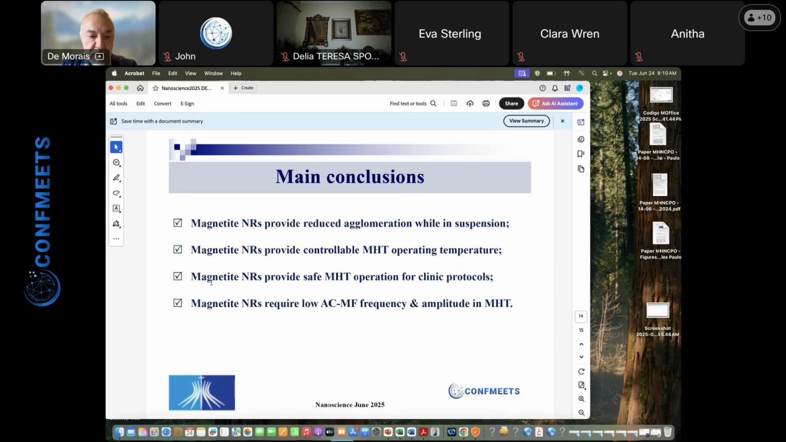The third important point is magnetite nanorings provide safe magnetic hyperthermia operation for clinic protocols because you can simply control the operating temperature, which is a very important point, to be able to perform apoptosis and not necrosis. And the fourth point, magnetite nanorings require low AC magnetic field frequency, below 500 kilohertz, and small amplitude. So you can operate below 250 Hertz in terms of AC field amplitude.